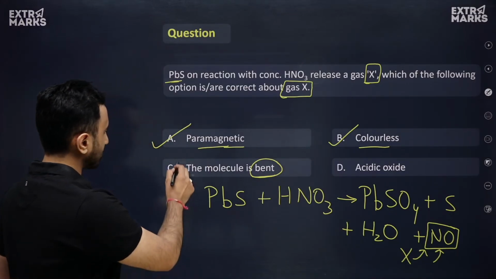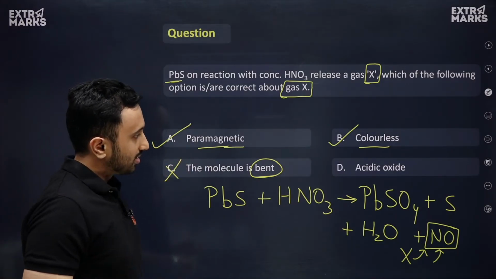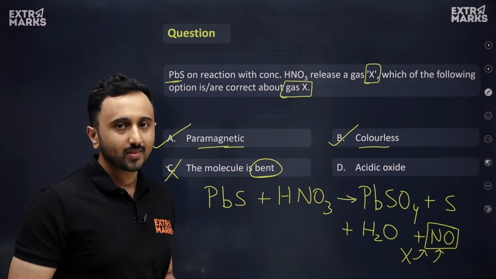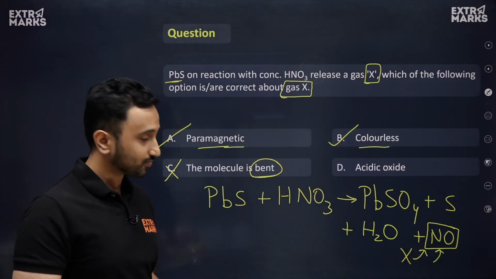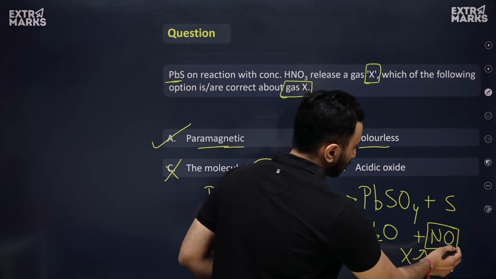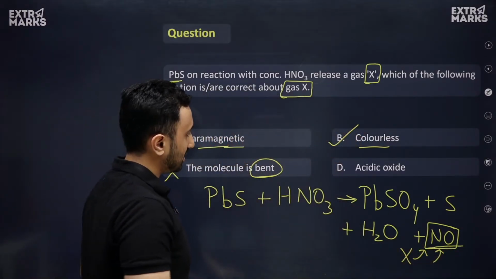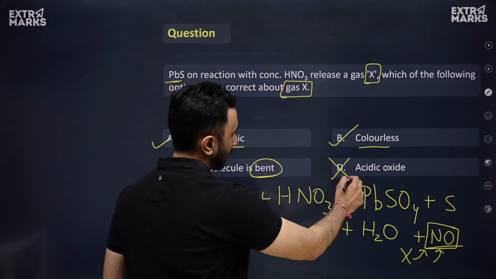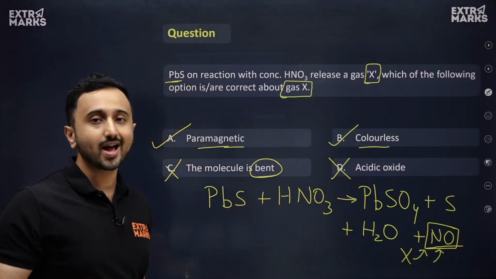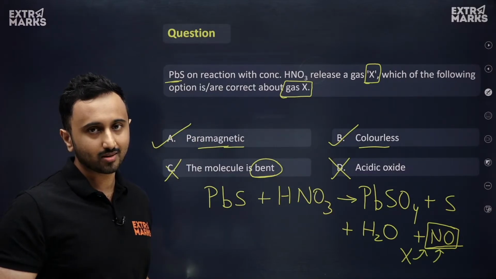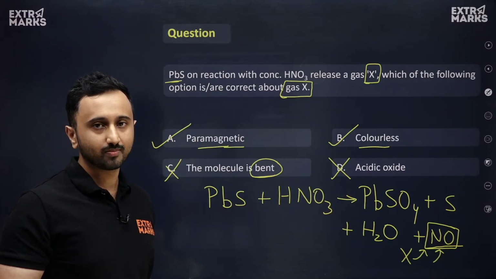So that means this option is incorrect. Is it acidic? It is an oxide, but still NO is a neutral oxide. It is not an acidic oxide, right? So that means this option is also incorrect. The only correct options are A and B, right? I hope this question is clear to you.